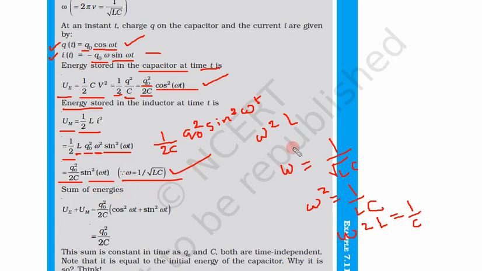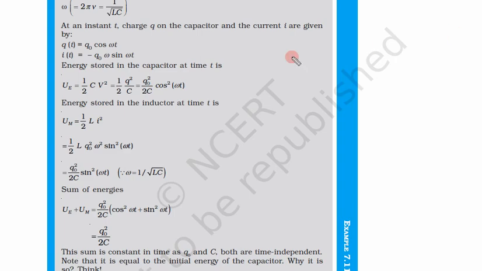Now let us sum these energies. First let me clear this screen. We have two energies. First is the electrical energy: Q0 square upon 2C cos square omega t. And second is the magnetic energy UM: Q0 square upon 2C sin square omega t.